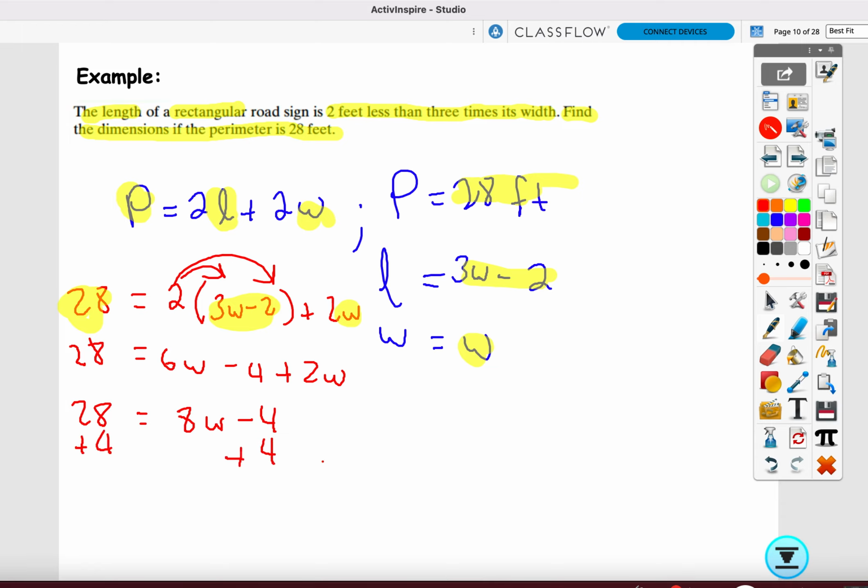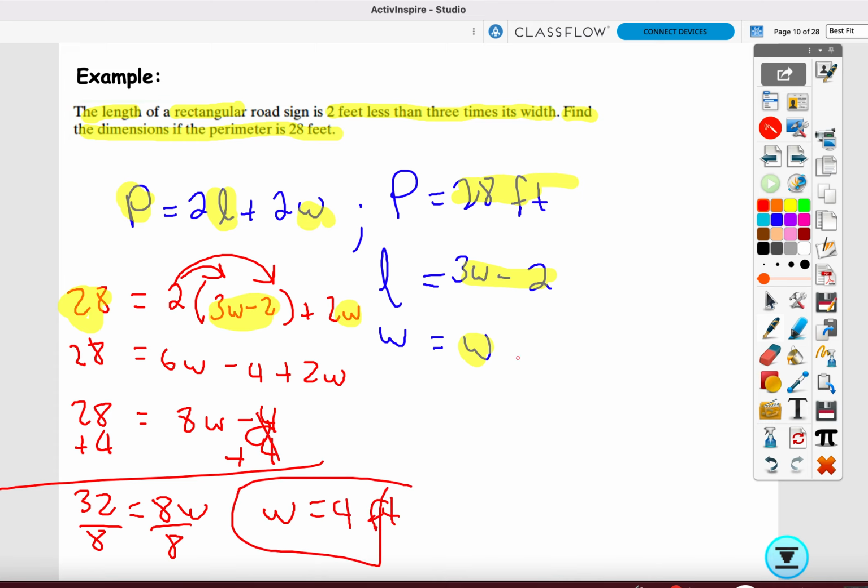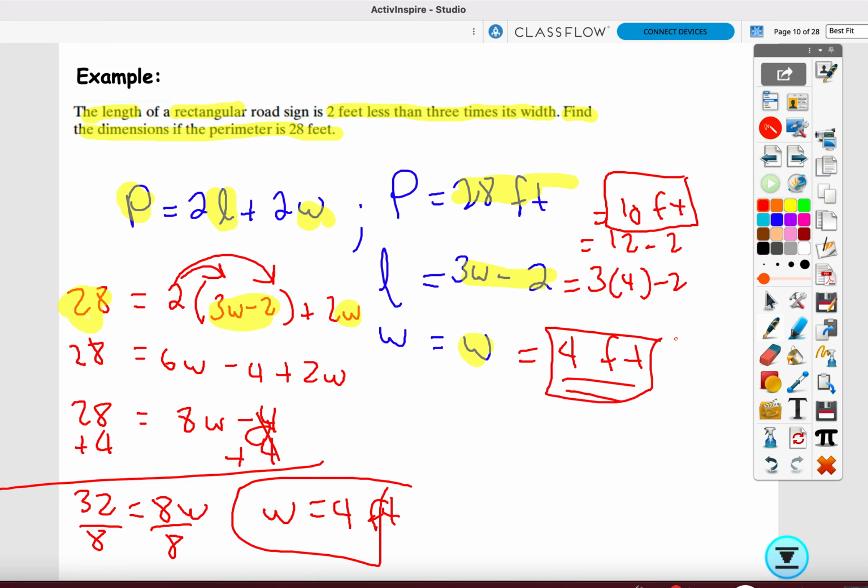Add 4 on both sides. Then we get 32 equals 8W. Divide both sides by 8, and then W is equal to 4 feet. So now we know what this is. This is 4 feet. We're done here. But they also want us to find the length as well. So to find the length, let's plug in W. We know W is 4. So it's going to be 3 times 4 minus 2, which is 12 minus 2, which is just 10 feet. And that is how you find the length and the width.